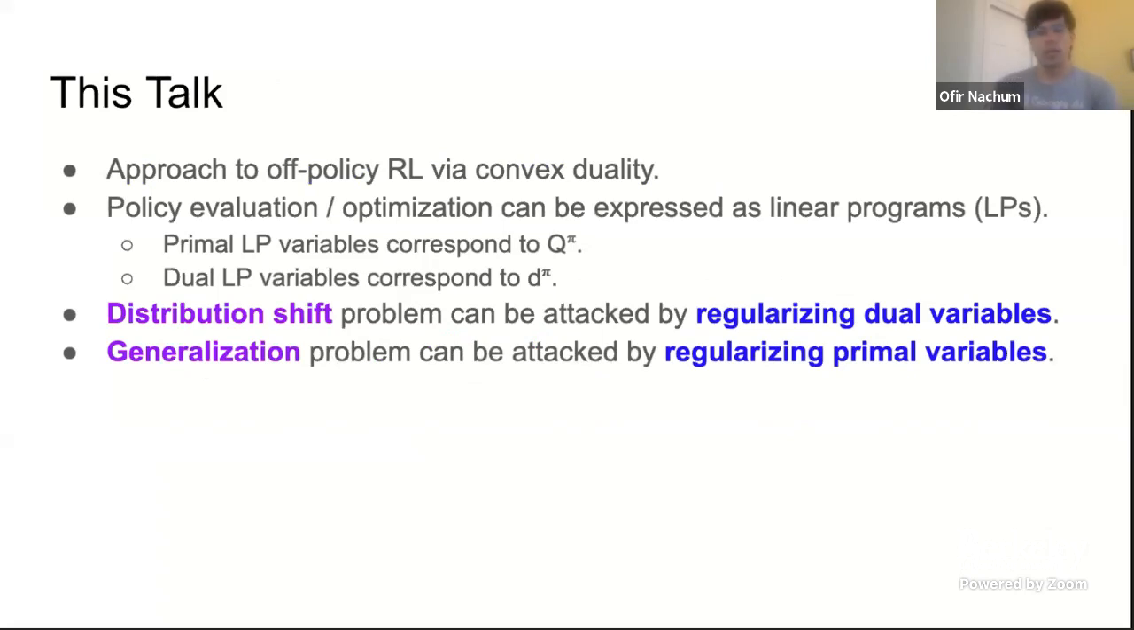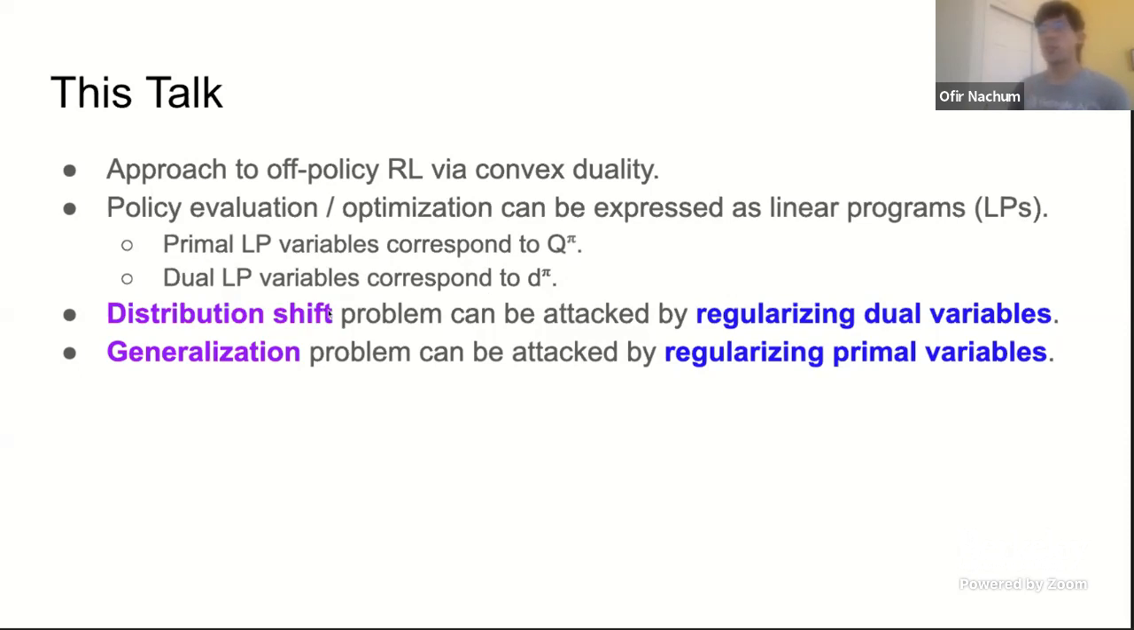In this talk, I'll talk about how to approach these two problems. Specifically, I'll explain an approach based on convex duality. I'll start with the LPs. I'll show a linear program where the primal LP corresponds to Q values of some policy, and the dual LP corresponds to d pi, which I use to denote the on-policy distribution of pi. Then I'll show that we can approach those two challenges I mentioned using convex regularizers.